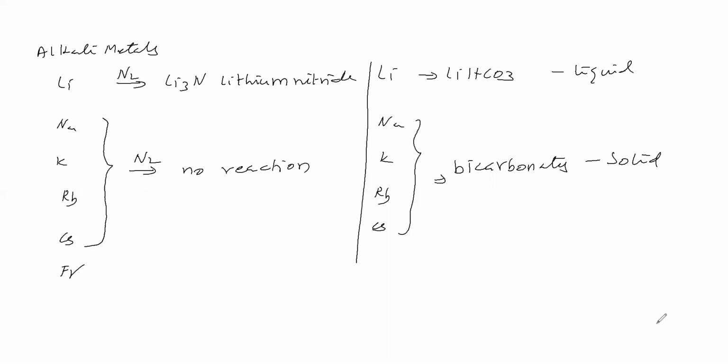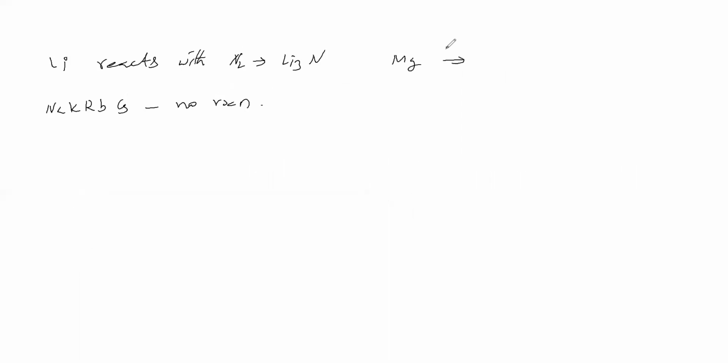Now we will take nitrogen. Lithium reacts with nitrogen to give lithium nitride. Sodium, potassium, rubidium, cesium do not react. No reaction. Next we will take magnesium. Magnesium reacts with nitrogen to form magnesium nitride.